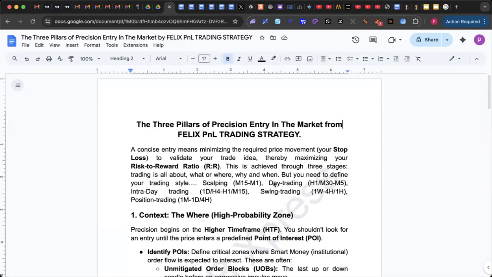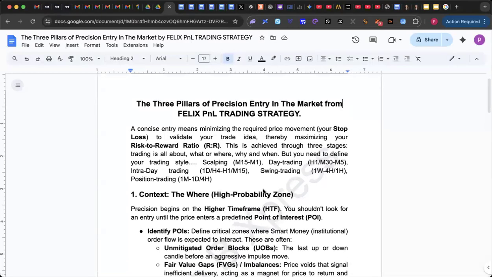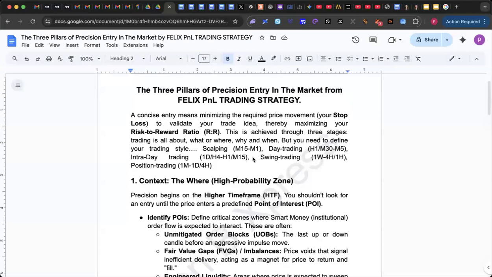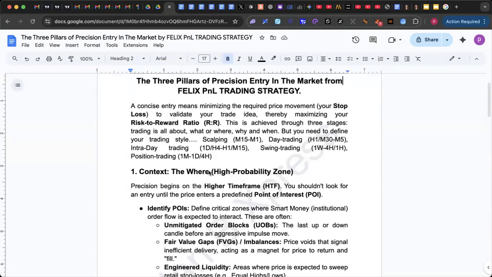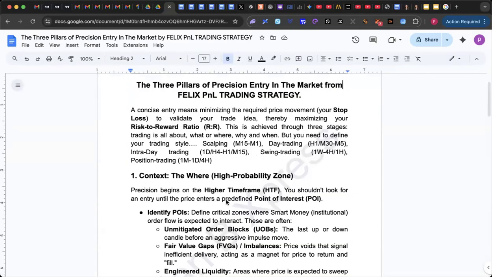Now, I'm going to be teaching you something called precision trading. There are three pillars of precision entry in the market, drawn from Felix P and L trading strategy. Quickly, I'm going to explain it theoretically, and then over time you have access to this script, and you can study more.